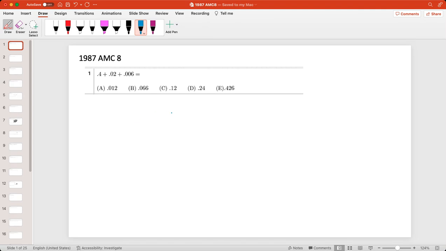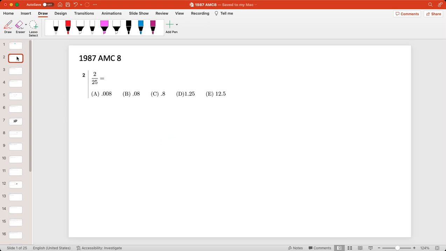Let's start with 1987 AMC8 question number one. Pretty straightforward question. You can look at the question and tell the answer. It is E, 0.426, right? 0.4 plus 0.2 plus 0.006. They have nicely arranged it for us. So it's easy peasy. Going to the next one.